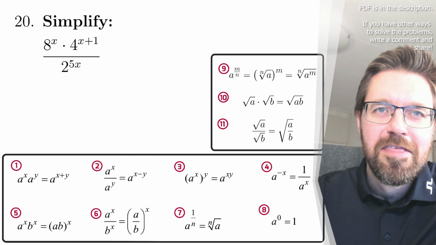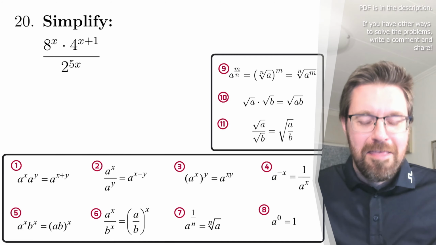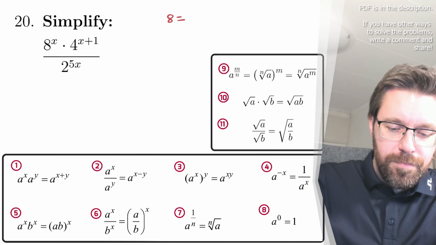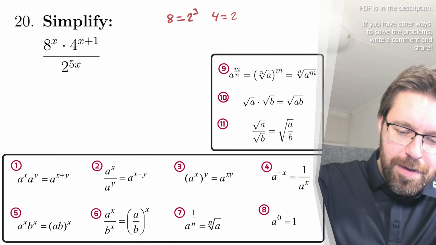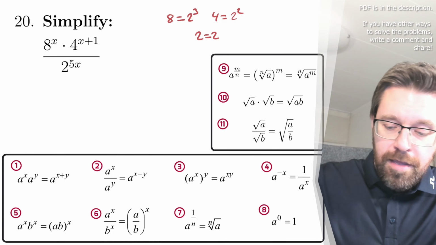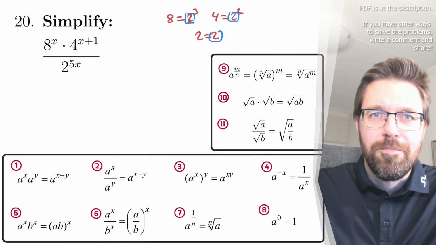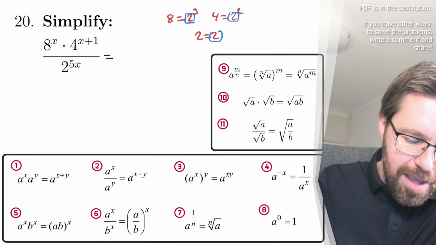Number 20, simplify. Oh, we have a lot of different bases. Let's rewrite them like this. 8 equals 2 raised by 3, 4 equals 2 raised by 2, and 2 equals just 2. Then we have the same base, 2, 2, and 2. Okay, so I take all of these numbers and rewrite the bases.